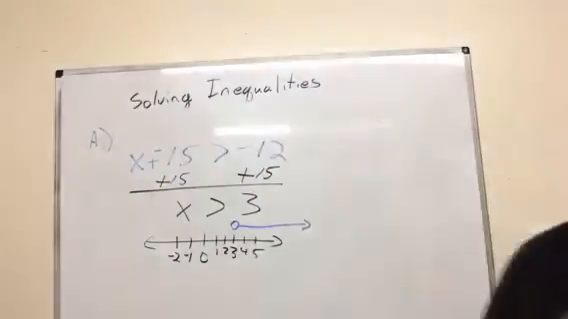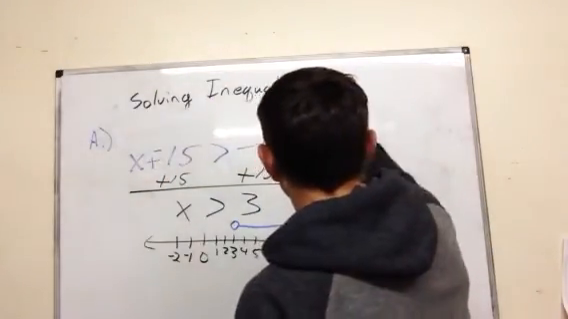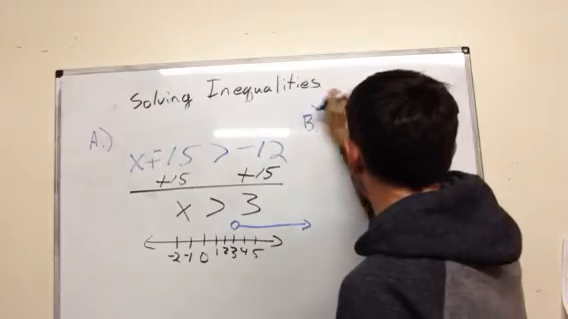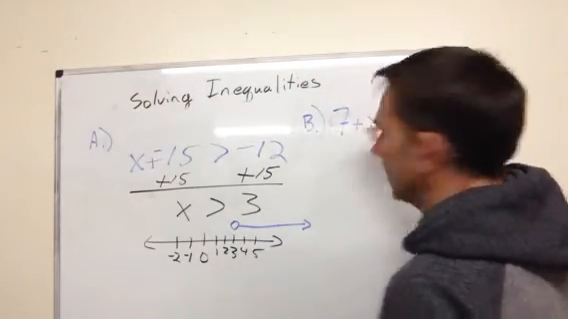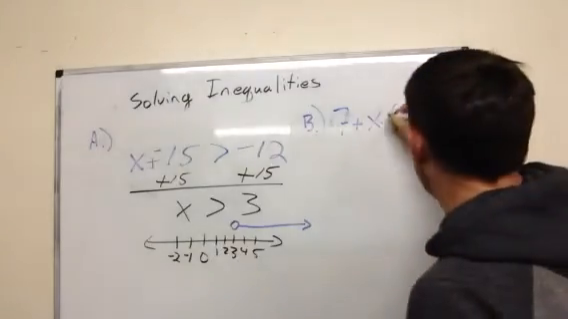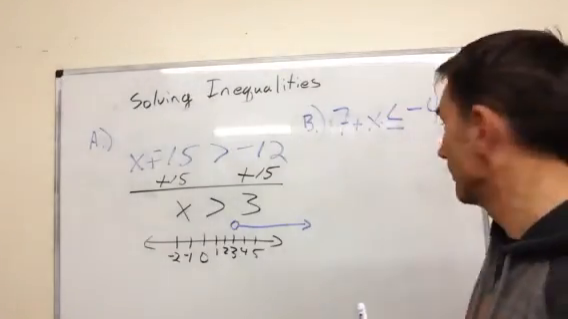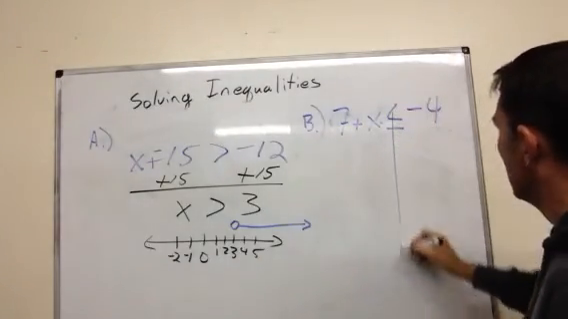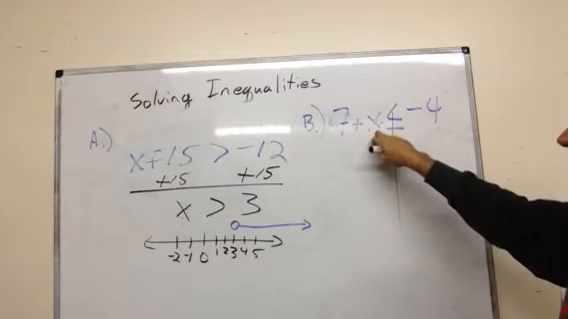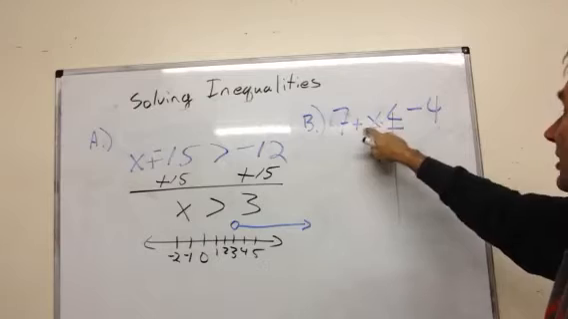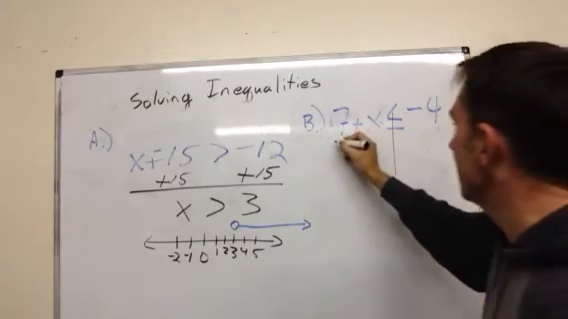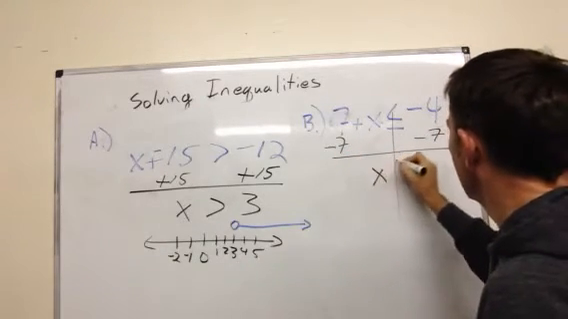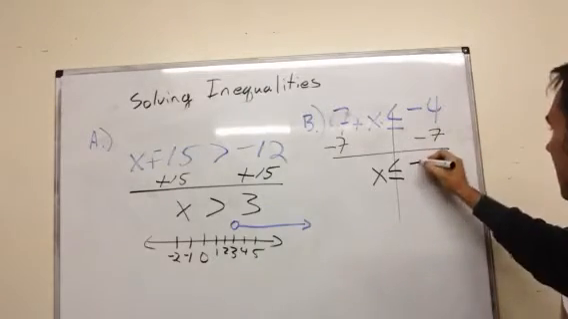Here's letter B. It is 7 plus x is less than or equal to negative 4. Again, we have x on the left-hand side. Remember how we draw the line down the middle? We want to get this x by itself. We have 7 plus x. So what's the opposite of 7? A negative 7. So we're going to add negative 7 to both sides. And we're left with x less than or equal to negative 11.